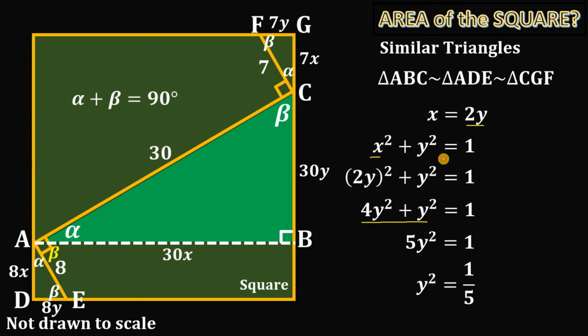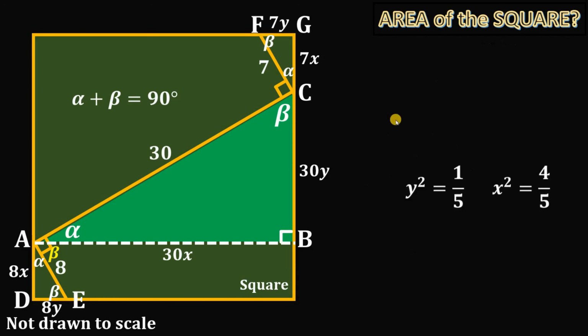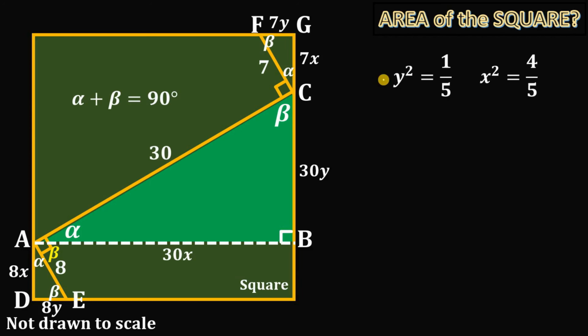Now take note, x squared plus y squared equals 1. Since y squared equals 1 over 5, we can say that x squared equals 4 over 5. Now, using these two results, we can now answer this question. Now again, what do we need to find in this question? We need to find the area of the square. So we need to have the length of the side of the square, and here it is.